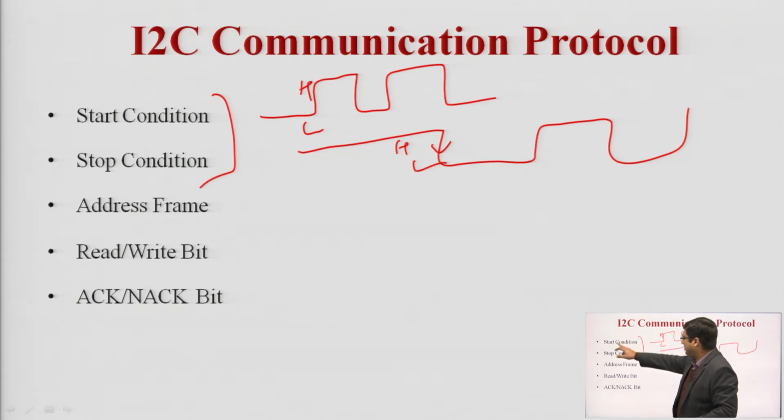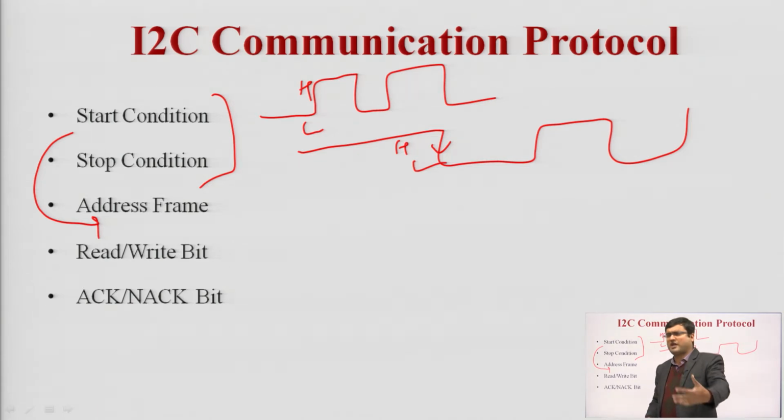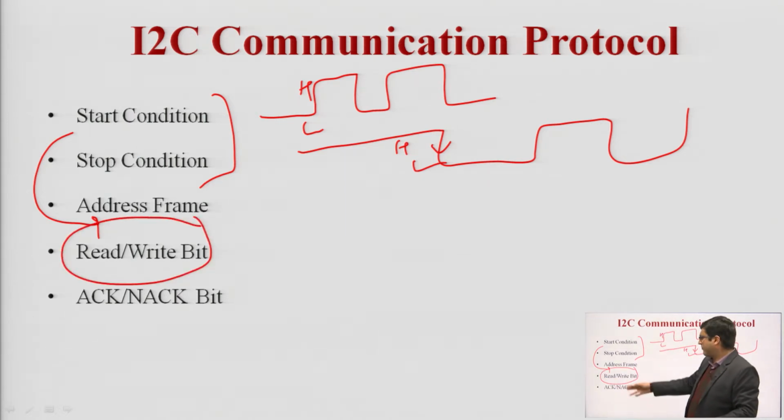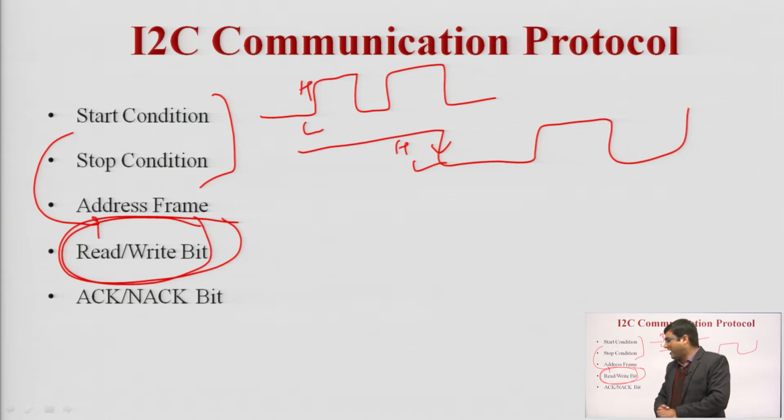So, after the start condition there will be an address frame. The address frame basically carries the address, which may be 7 bit or 10 bit, and it goes to the particular slave. After that, we have a read/write bit. The microcontroller works on whether it is a read or write operation, whether it is reading the data from the particular device or writing the data into the device. So, there are read and write operations possible in our I2C communication.